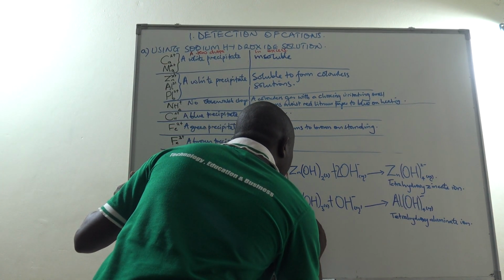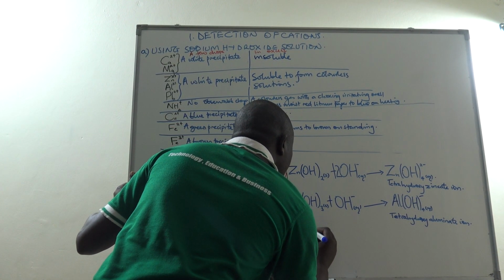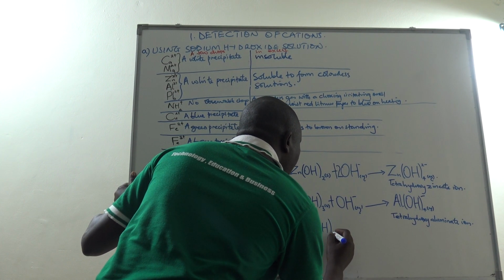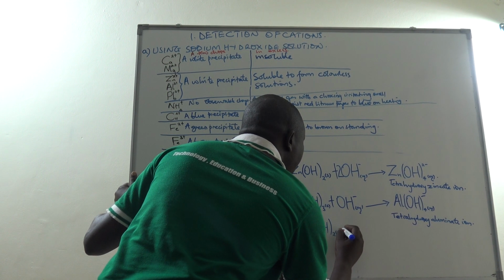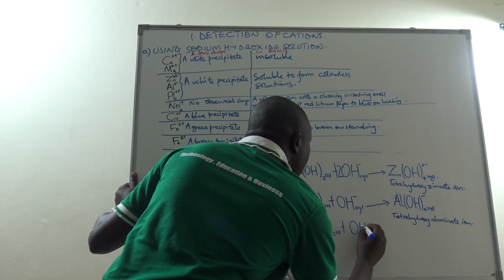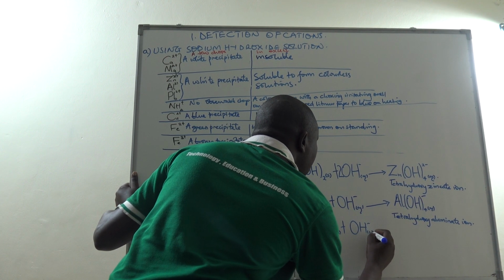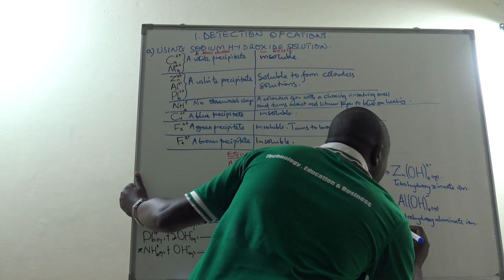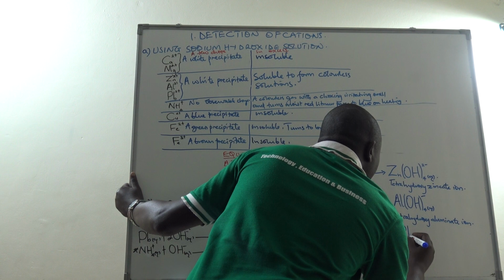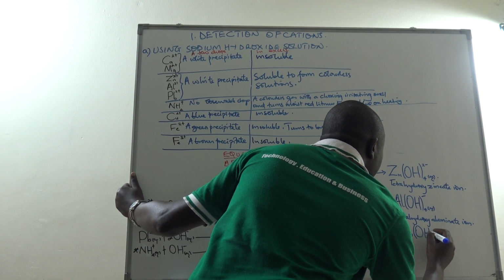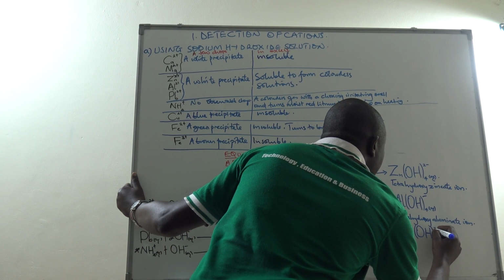So this lead 2 hydroxide also will combine with the hydroxide ions, aqueous, to produce our Pb(OH)4 2-, aqueous, the colorless solution.